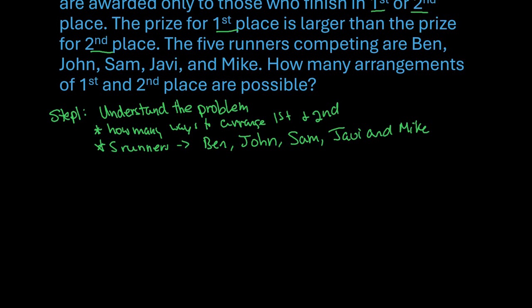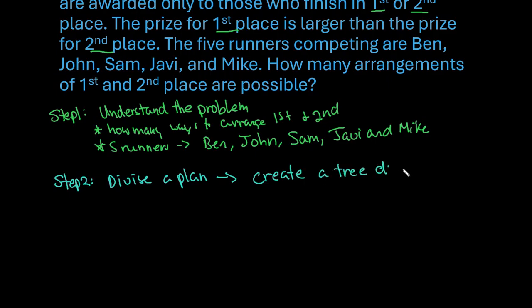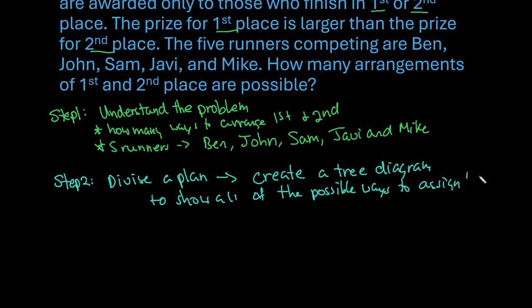So step 2 is to come up with a plan. Okay, the plan that I have come up with is I'm going to create a tree diagram to show all of the possible ways to assign first and second to these runners. Okay, so that's our plan. Step 3, we're going to carry out the plan.